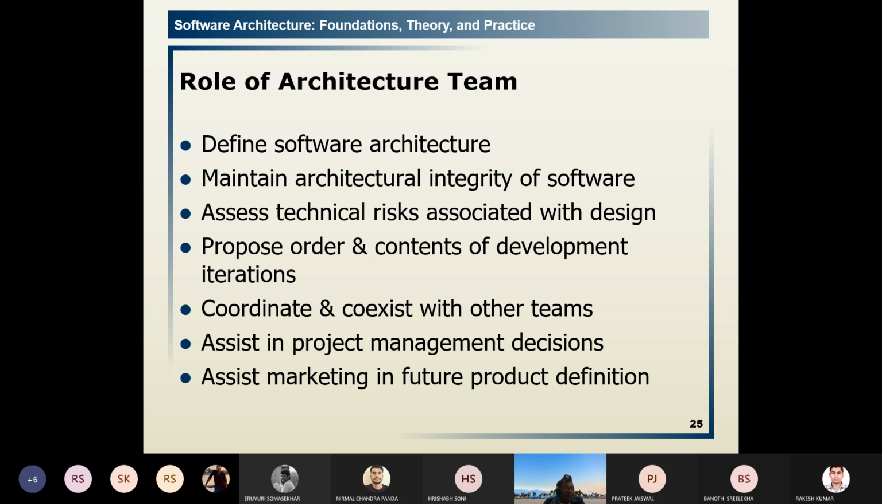There will be different sub-teams. Had you been in Rourkela, then I would have explained on the blackboard how the sub-teams work. Assist in project management decisions. Assist in marketing and future product definition. So this is the role of the architecture team.